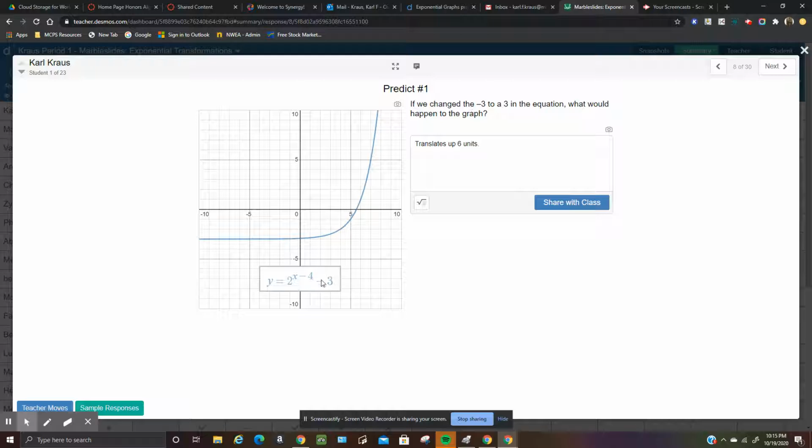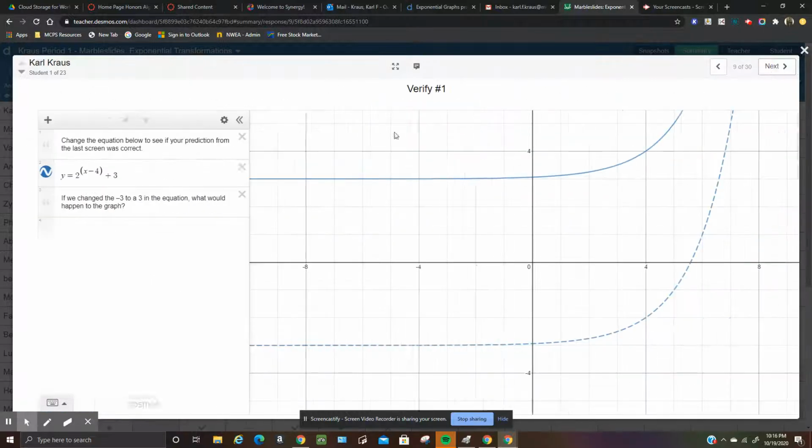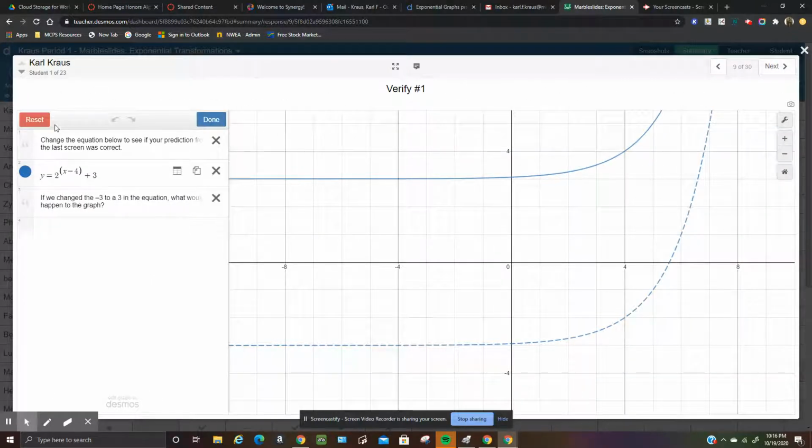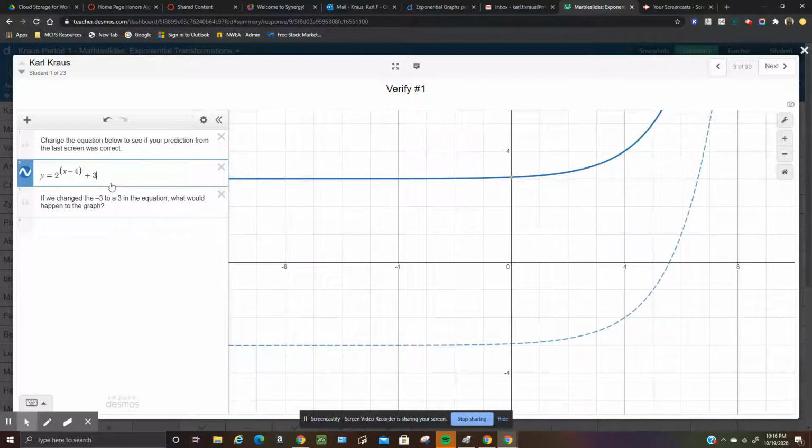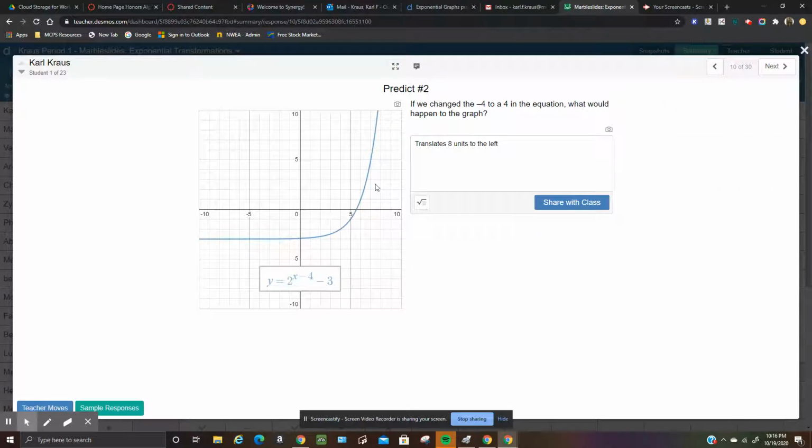So if I change this 3 to +3, it translates up 6 units. And then let me reset this. So I want us to change this to +3. So here's the original, the dash graph, and then the solid one is the new one. So this actually moved up 6 units. And then if we change the -4 to +4, it's going to move 8 units to the left.